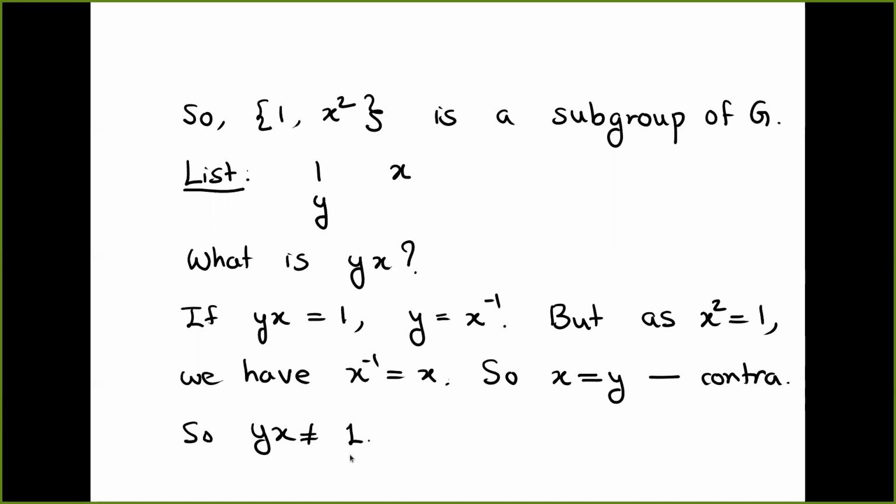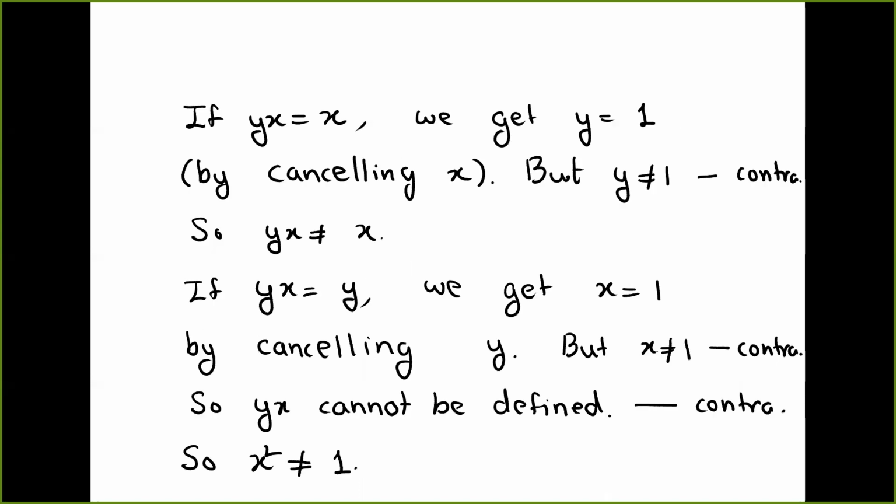So if it is not equal to 1, what can it be? It can be equal to X. But then if YX is equal to X, I can cancel out X and I get Y equal to 1, which is also not true because I assumed that Y is different from 1. Again, I have a contradiction. So YX is not equal to X, but then YX has to be equal to Y. But then I can cancel out Y, and then I'm left with X equal to 1, which is also not true because I have assumed that X is not equal to 1.